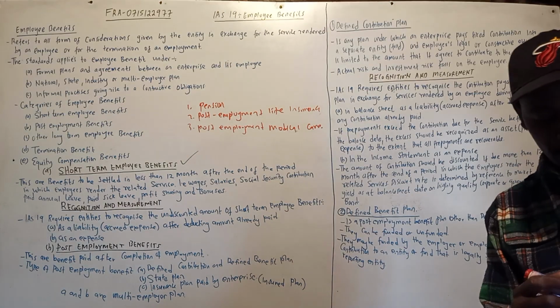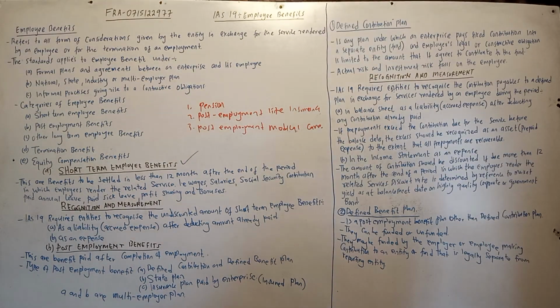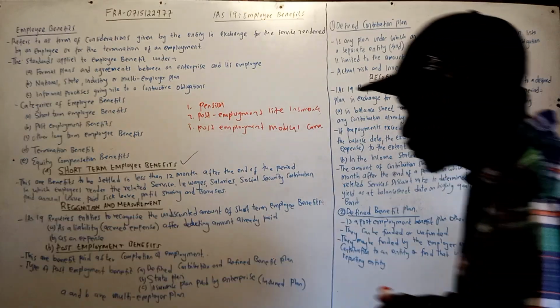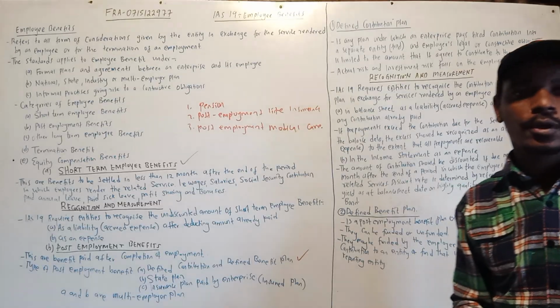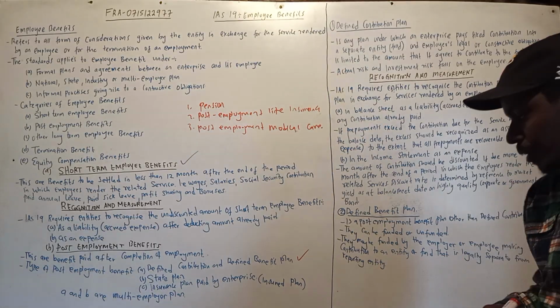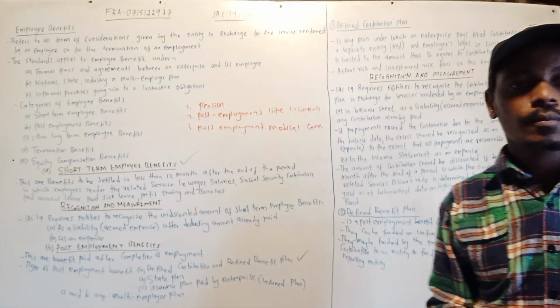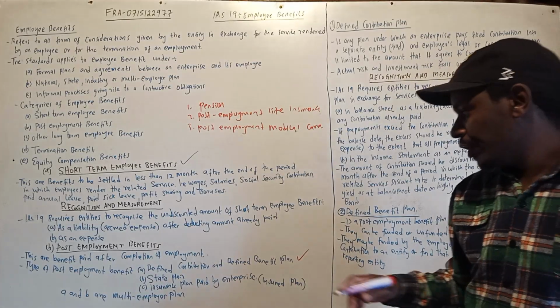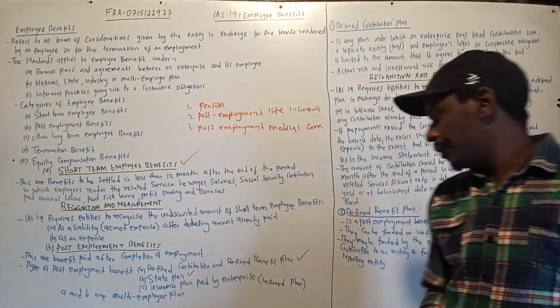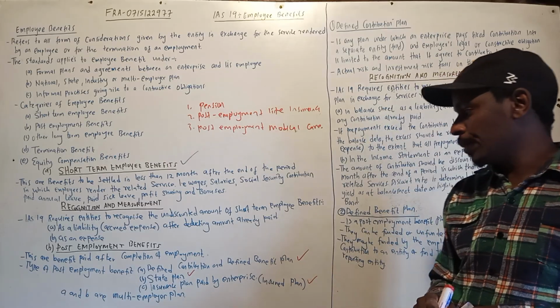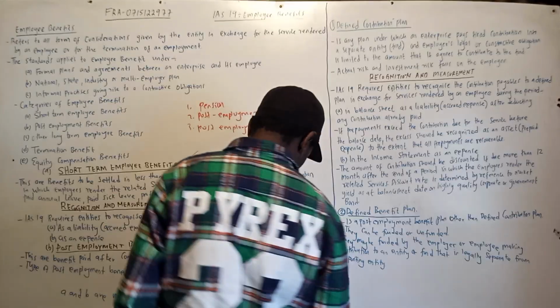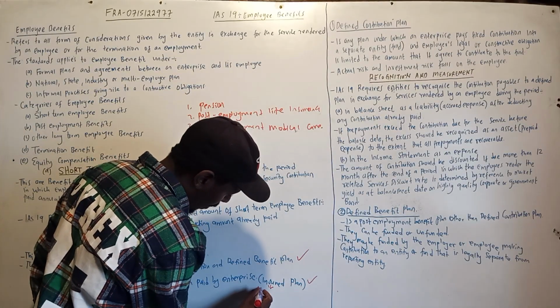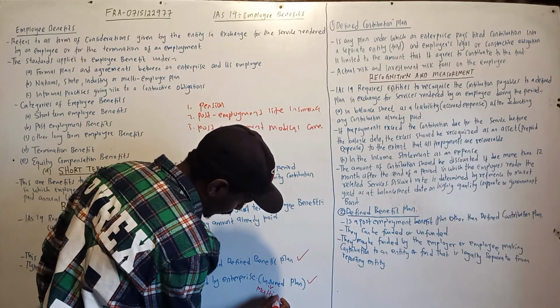Now let us see the types. So what are the types? We can have three types. The first type is the defined contribution plan and the defined benefit plan. Then we have the state plan. Then we have the insured plan, or we call them the multi-employer plan. So this insured plan, you can also call the multi-employer plan.